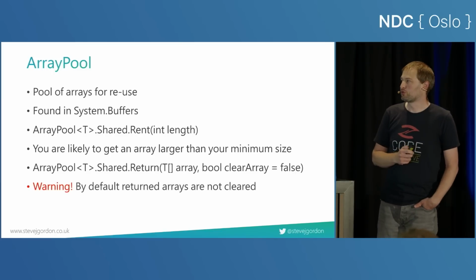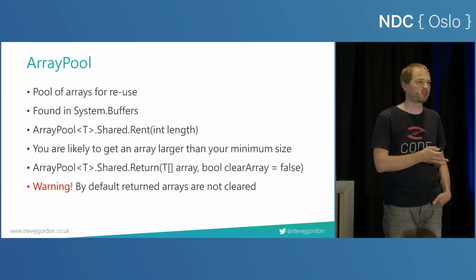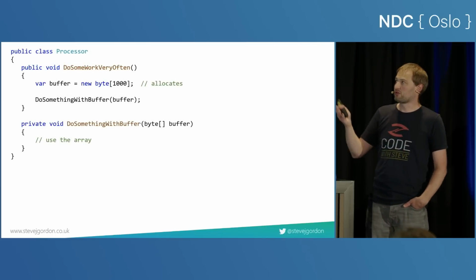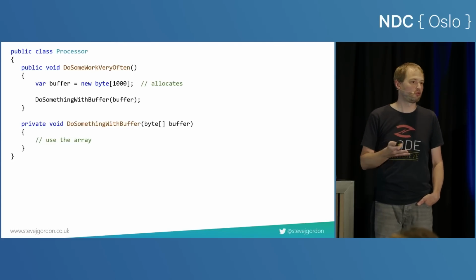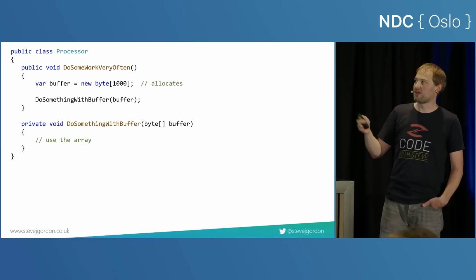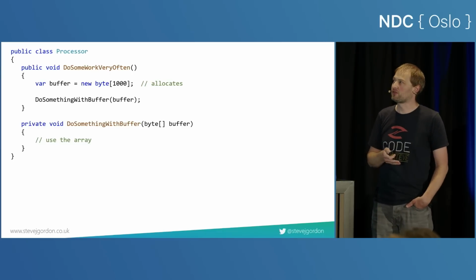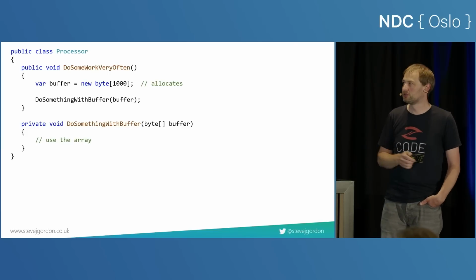So that's, yeah, an important warning that can trip a few people up. But otherwise, switching to ArrayPools is pretty trivial. And so in this, again, very simplified example, we have a method that's going to get called very often by some of our code, maybe from a loop somewhere further up. And in there, it needs to create a byte array of 1,000 elements that it passes into another method, then does some processing using that buffer.